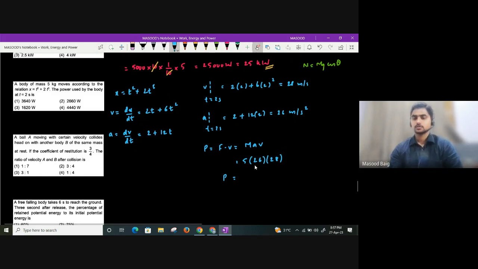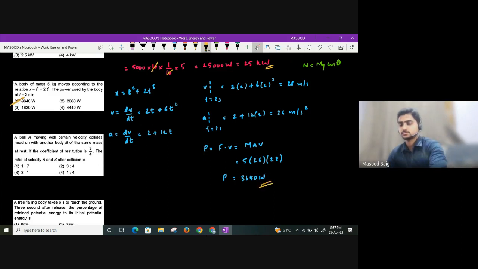So 5 into 26 will be 130 you will get. 130 into 28, you can just solve for that. It will be more than 2880. I think 3640 should be the case. Clear, everyone? Yes or no?